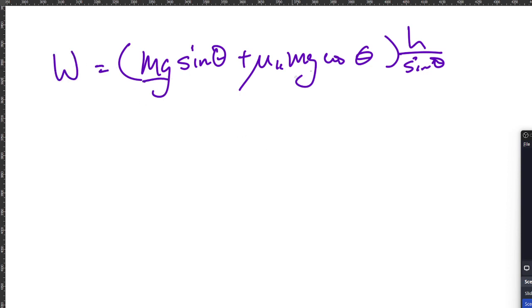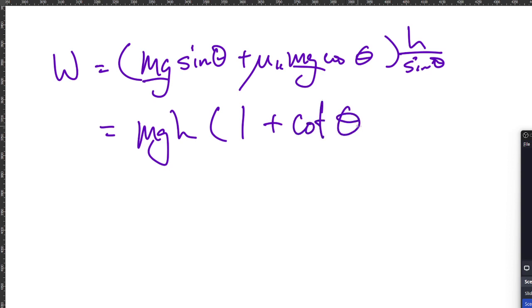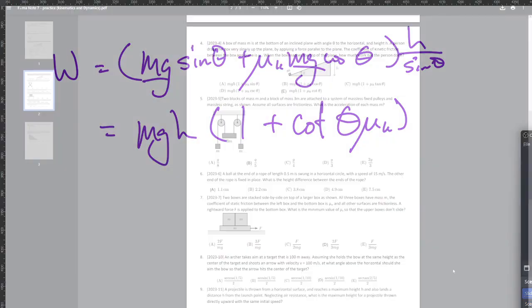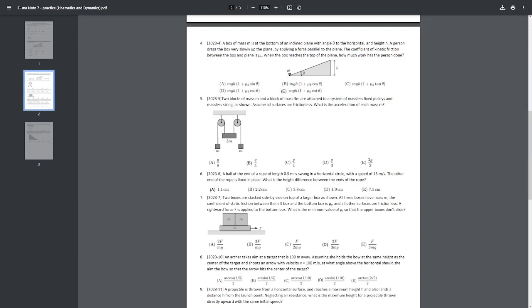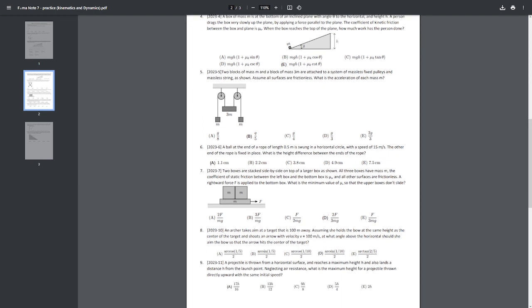We can bring this mg out. The h is already out, and the sine is put inside. So this is equal to mgh times sine theta divided by sine theta, which is 1, plus cosine theta divided by sine theta, which is cotangent theta, multiplied by mu k, because you can't forget about that. If we go back, I have cotangent, so that's going to be E.